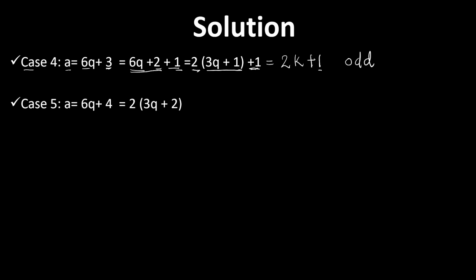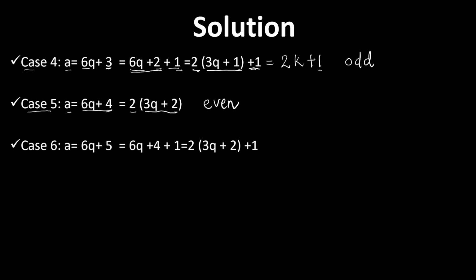Now let's look at the case 5. In case 5, we can observe that we are taking the remainder as 4. So we are writing a equals to 6q plus 4. Now in this entire expression, it is easy to take 2 outside as a factor. So we can write it down twice of 3q plus 2. Now this entire number is exactly divisible by 2 because we are not having any remainder as such, right? So therefore it is an even integer.